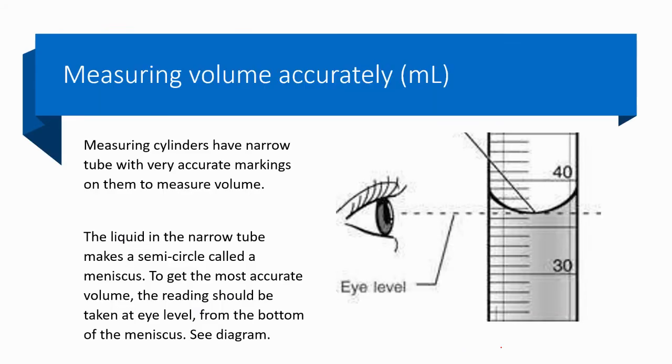Okay, so just a note on parallax error. Measuring cylinders have narrow tubes with very accurate markings. So we don't use a beaker, we use a measuring cylinder. And the liquid in the narrow tube makes a semicircle called a meniscus. To get the most accurate volume, the reading should be taken at eye level from the bottom of the meniscus. So that is from this point here. And all measuring cylinders are made so that that's where you should take the reading.